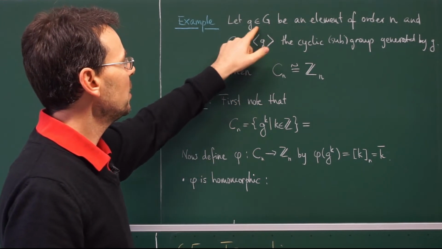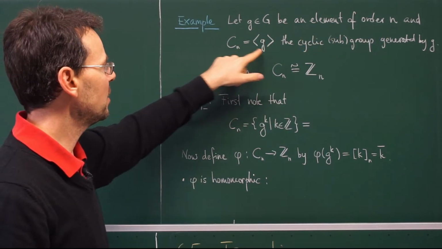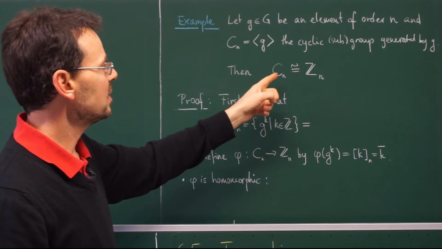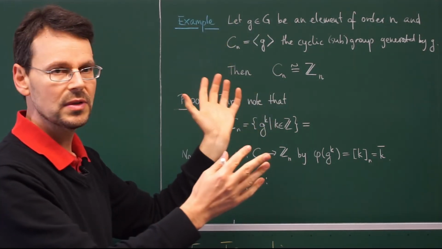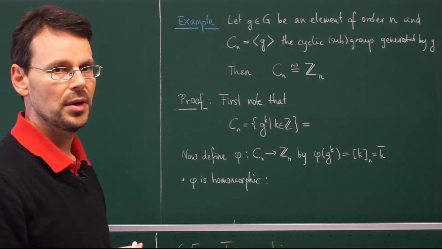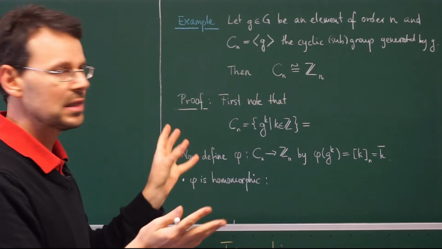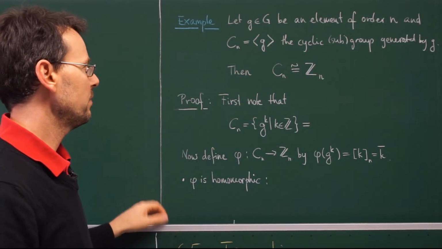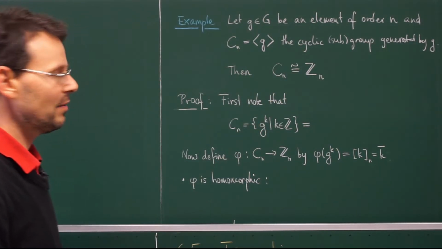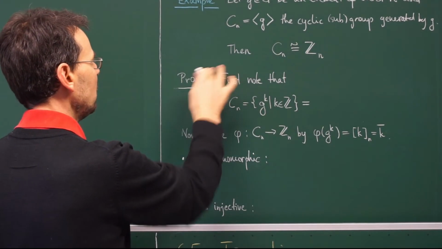Okay, let's take a look at an example. We take any group G and an element g of order n, and C sub n is the cyclic group generated by this element. Then the claim is that this here, no matter what the group looks like, what the element looks like, is always isomorphic to the integers mod n. So that means if you understand those, you understand every cyclic group of order n. This is what isomorphism is about. So you can really identify this here with Z sub n whenever it's convenient for you. Okay, let's prove this quickly.